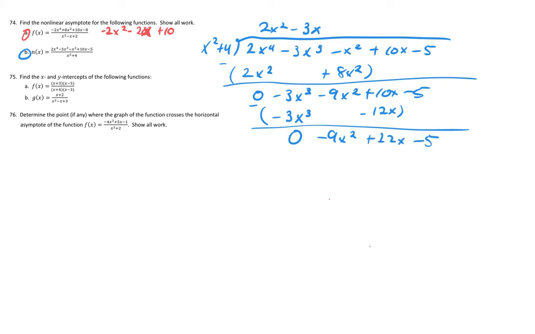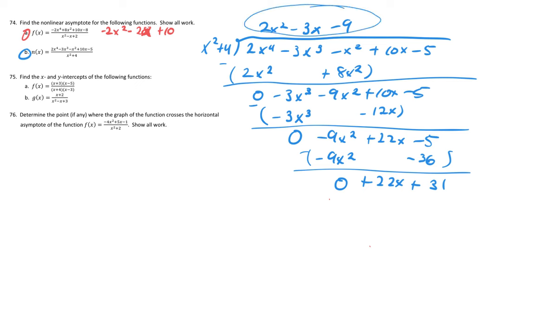What do we need to get to there? Or to negative 9x squared, negative 9. Negative 9x squared minus 36. Subtract that off. 0 plus 22x plus 31. At this point, we can't divide any further, so that is our nonlinear asymptote.